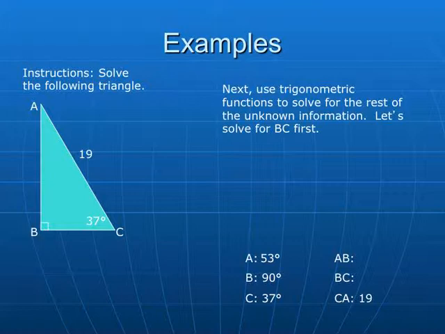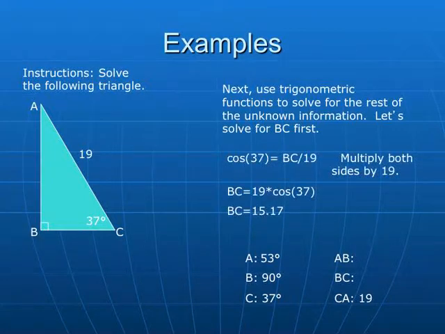So I'm going to use the 37-degree angle. From 37, I know that AC is 19. AC is called the what side? Hypotenuse. And from the 37, I have BC, which is the adjacent. So which trig function do I need? Cosine. So the cosine of 37 degrees is equal to the adjacent over the hypotenuse. My adjacent is BC, and the hypotenuse is 19. If I multiply both sides by 19, then I get that BC is 15.17. Super simple, right?